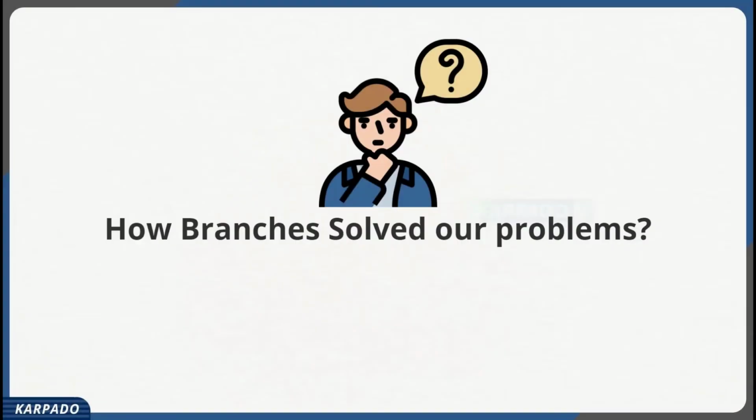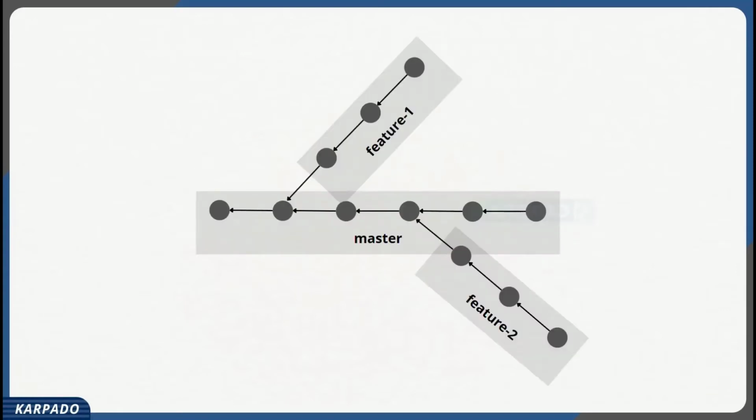Okay, so far we have some idea about branches. Now let's take a look at how branches solve the problems that we had talked about earlier. Let's talk about them one by one. Imagine that you are asked to work on multiple features simultaneously. This time, you're going to have multiple branches, each corresponding to an individual feature.